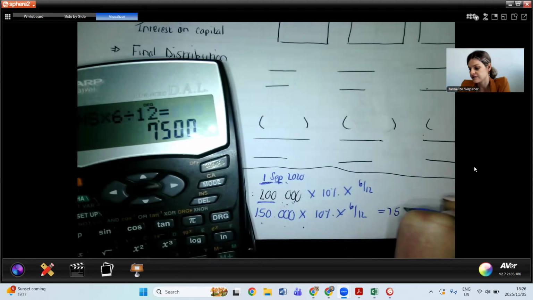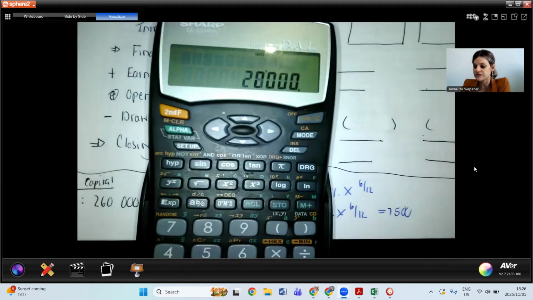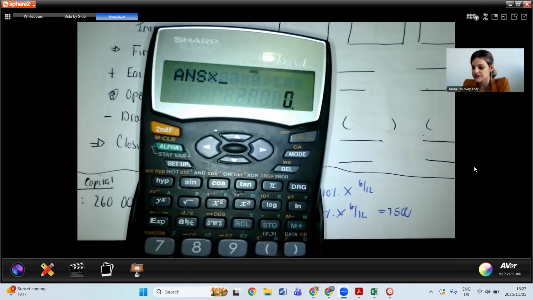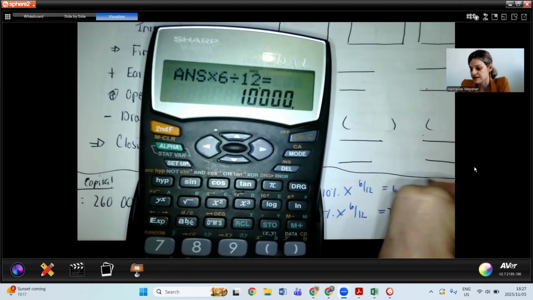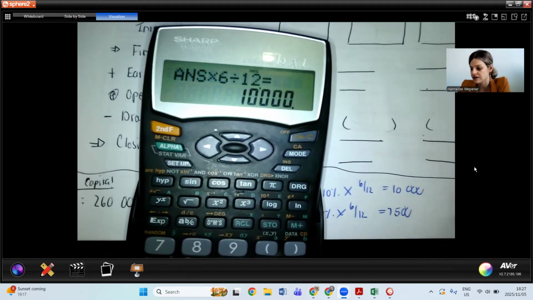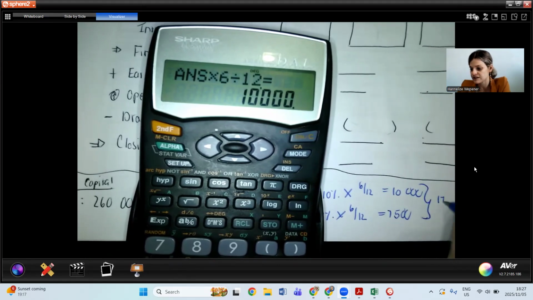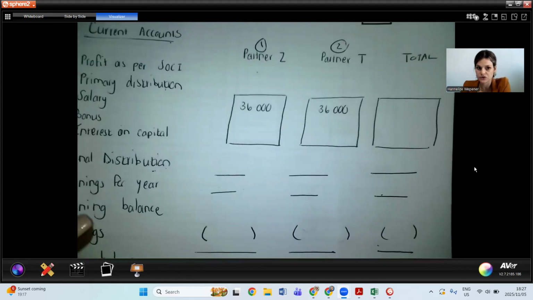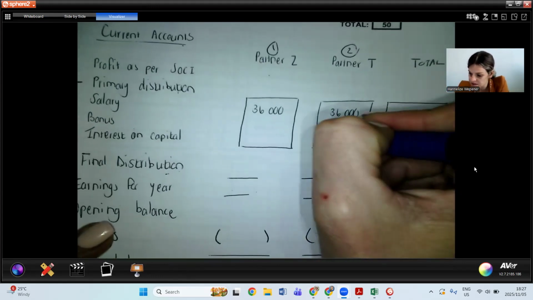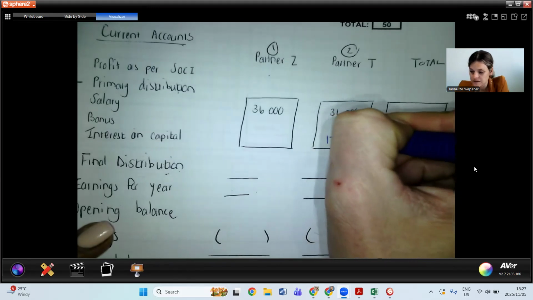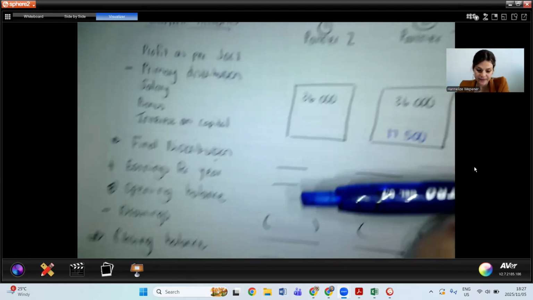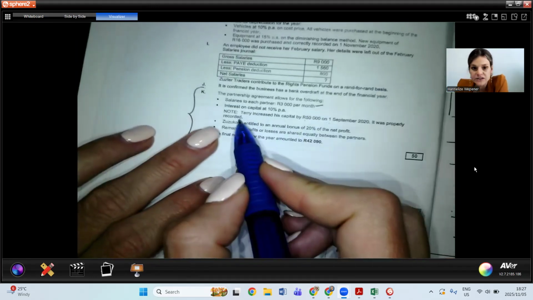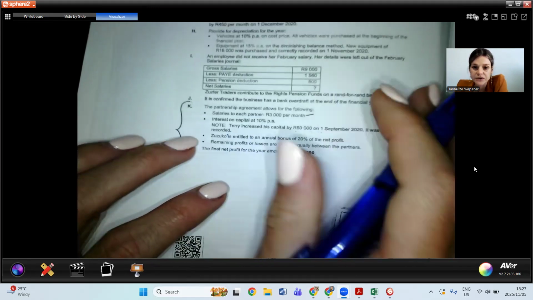So 7,500. Then he increased it to 200,000, earning 10% interest per annum for 6 out of the 12 months. And that is 10,000 that he received there. So in total, 17,500 for his interest for partner number 2 there. So interest on capital, 17,500.